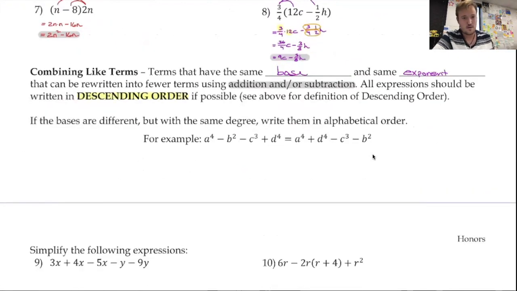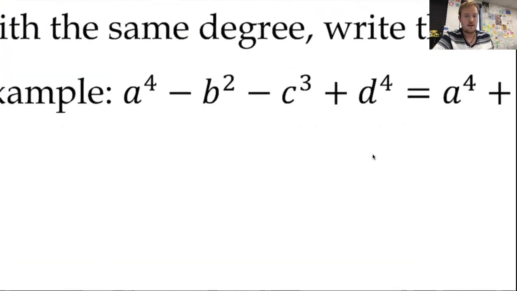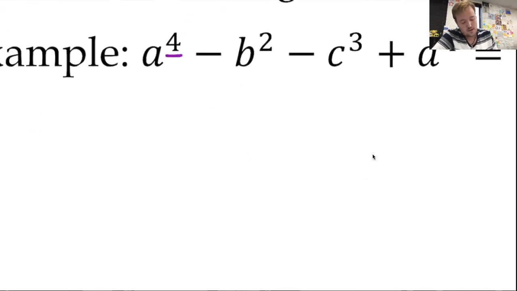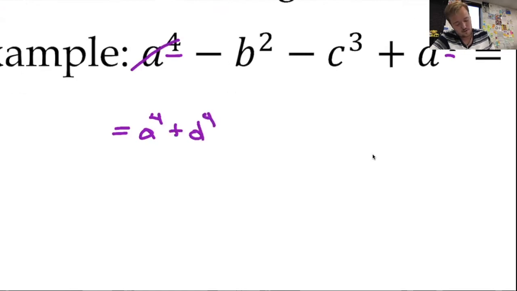So for example, if I have a to the 4th minus b squared minus c cubed plus d to the 4th power, so we're looking at those exponents. We want to look at which ones have the highest exponents and write those first. So notice how a and d both have an exponent of 4. So to determine which one you write first, you just go in alphabetical order. So a comes before d, so I'm going to write that one first. So a to the 4th, done, plus d to the 4th, done.